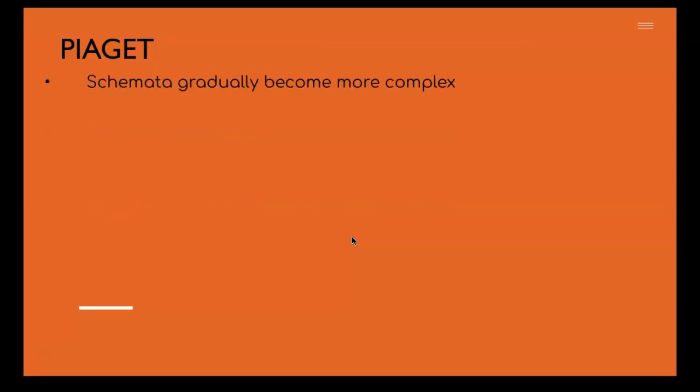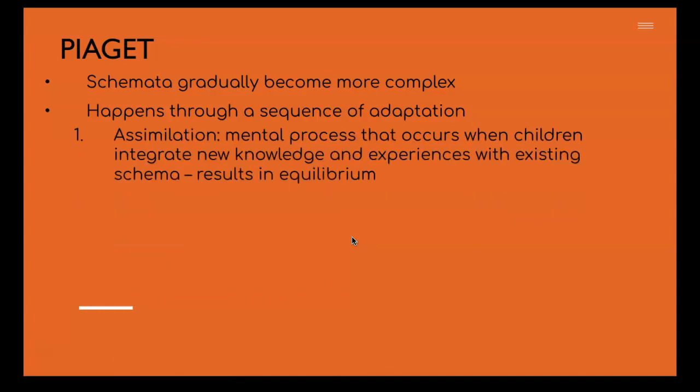So Piaget said that every child and every person has their own schema, which gradually becomes more complex as you get older, as you develop. And this happens through a sequence of adaptations. So that is where you build your knowledge. As a newborn, your schema is a pretty blank slate, right? So there's that old idea of the tabula rasa.